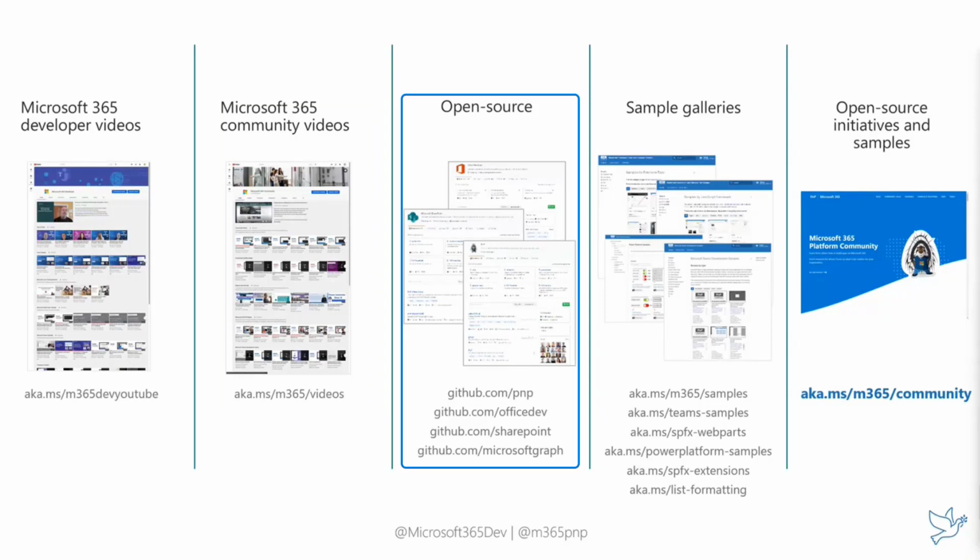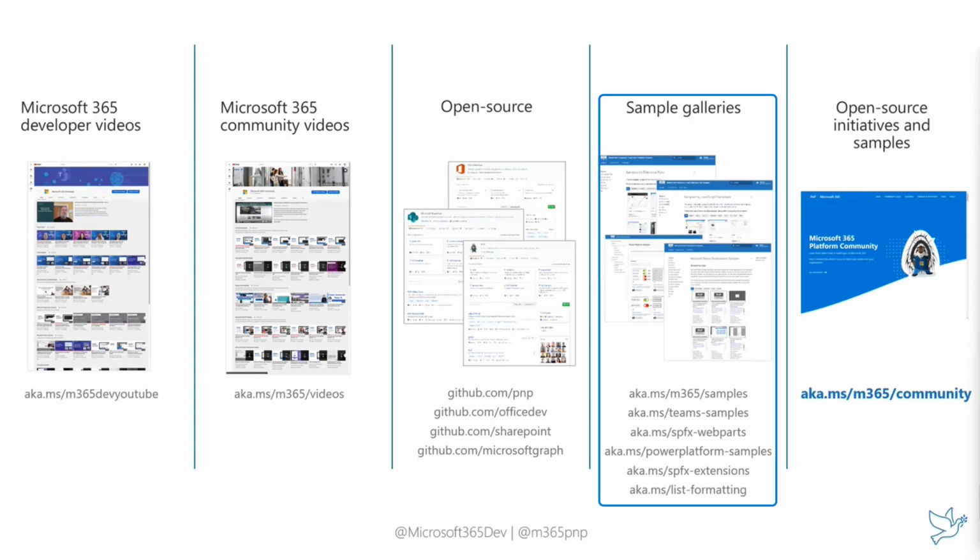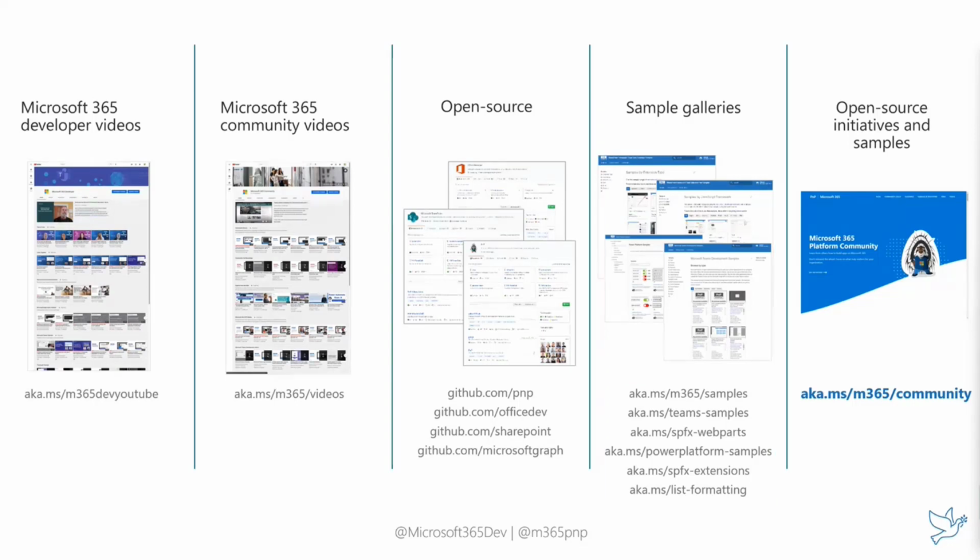We have a lot of open source assets across multiple different locations and organizations in GitHub. We also have a lot of sample galleries. As we have so many samples, it might be really difficult to find what's relevant for you. So we do have specific sample galleries. We have the one which is aka.ms/m365/samples, which is the unified sample gallery, and then we have specific sample galleries for specific areas. This is intended to make it easier for you to find what's relevant for you, so you can find the sample which matches your business case and business requirements and start from there, rather than always starting from scratch.